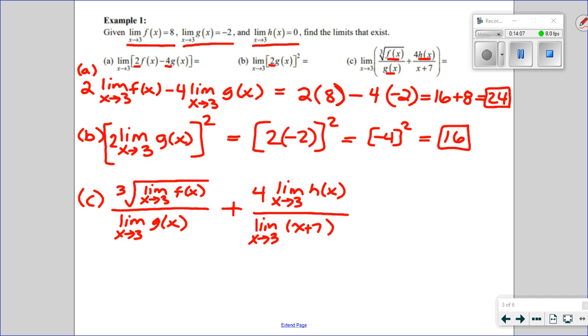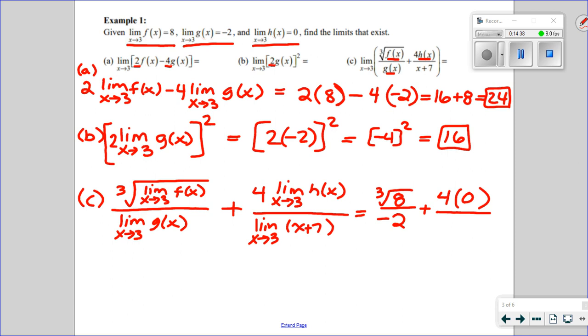Okay, then we can do some substituting, because again, they told us what these limits are equal to. The limit as x approaches 3 of f of x equals 8. So this will become the cubed root of 8 divided by -2 plus 4 times 0, all over. Okay, now let's talk about this limit as x approaches 3 of x plus 7.